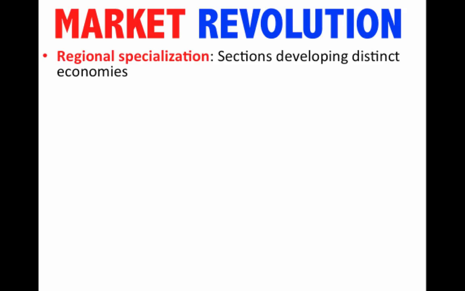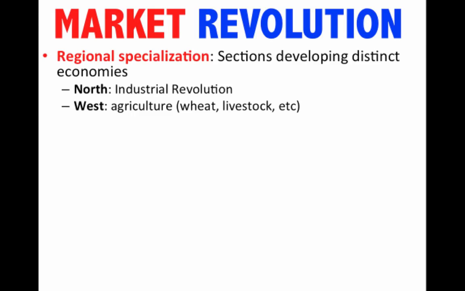One is regional specialization. The different sections of the country are further developing into distinct economies. The North is going through an industrial revolution, the rise of factories and the mills. The West is continuing to be the nation's breadbasket, and agriculture, especially wheat and livestock, is going to play a key role in this region. And in the South, we have the cash crop economy, and in the South, it's going to be all about cotton.